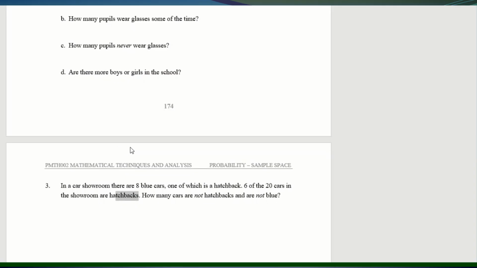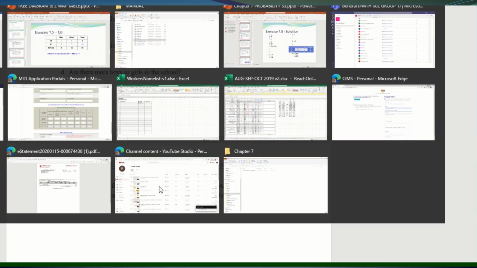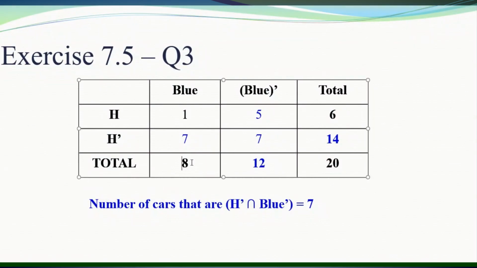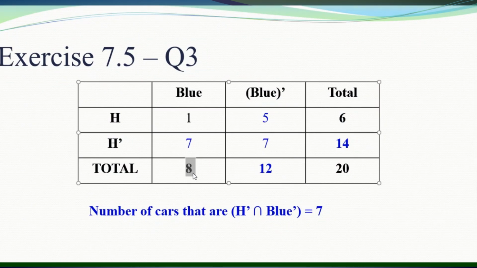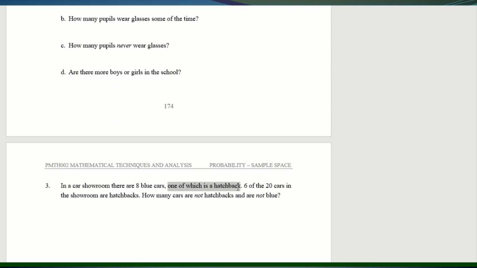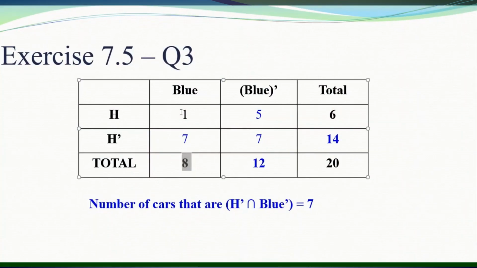Okay, go back to the question. There are 8 blue cars. That means in total, blue must be 8. Do you see that? One of which is a hatchback. What does that tell you? That particular car is blue and it's a hatchback. So blue and a hatchback, that's 1. So 1 plus 7 should be 8. So this will be 7. So automatically you already got that value. So if this is 20, this should be 12 because you have this as 8.